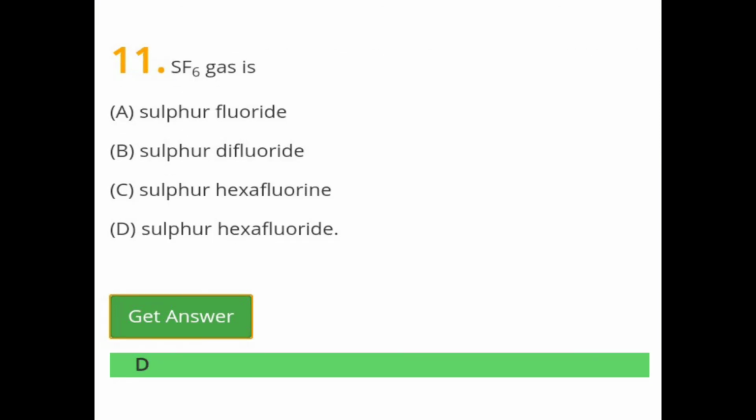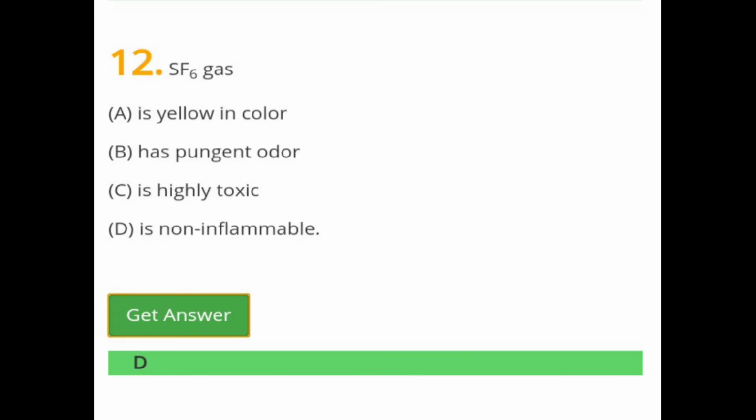SF6 gas is sulfur fluoride, sulfur difluoride, sulfur hexafluoride or sulfur fluorine. So the correct answer is option D, sulfur hexafluoride. Hexa means 6, and F is fluoride, not fluorine. So the correct answer is sulfur hexafluoride. SF6 gas is non-toxic and non-inflammable.